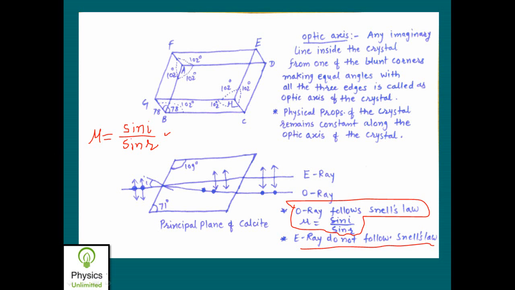Sine of angle of incidence upon sine of angle of refraction. If we calculate that, then it will be equal to the refractive index. But if I say that this ordinary ray follows Snell's law of refraction, it means that if I keep on changing the angle of incidence I, the angle of refraction R for the ordinary ray changes in such a way that every time when I calculate this ratio sin I upon sin R, it remains constant.